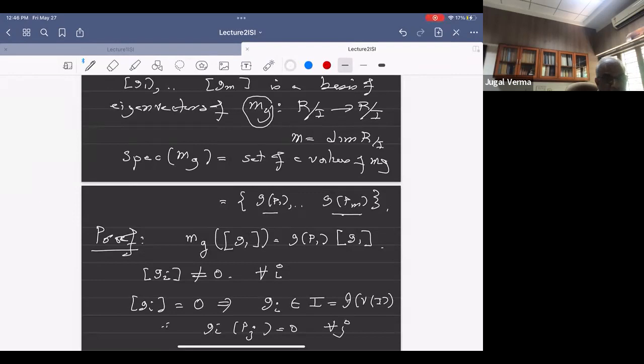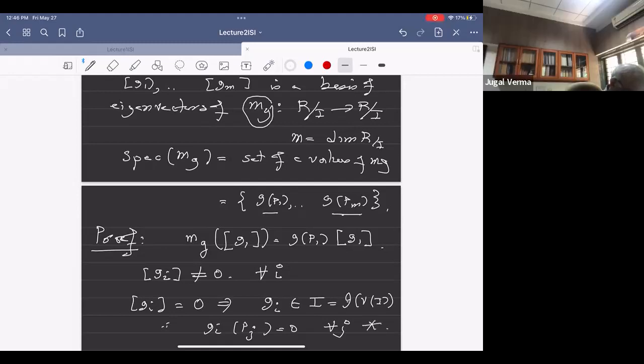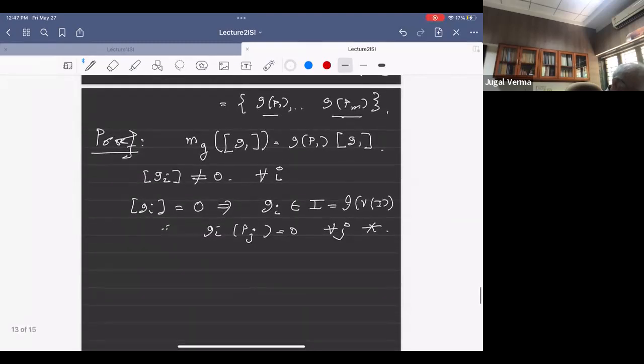But is this true? Gi(Pi) is 1. Yeah, this is a contradiction. Therefore, all the residue classes of all Lagrange interpolation polynomials are non-zero vectors in my vector space R mod I. Okay, so they could be eigenvectors. No, the zero vector is not an eigenvector. So first, that is the first thing we are checking, that the residue classes of Lagrange interpolation polynomials are non-zero in R mod I.